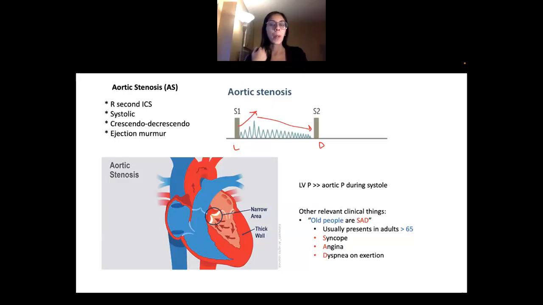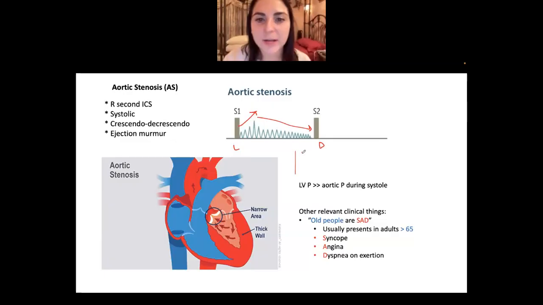Think of it like this: the valve is stenotic, so it's really hard to open. This is supposed to be really easy to open with blood, but it's really, really hard to do that. So what happens is the blood tries to rush through it. It's trying to force all of its might to open it, and you can think of that as the crescendo part. It's rushing really fast, it's getting really loud because it's trying to open up that valve. That's your crescendo.